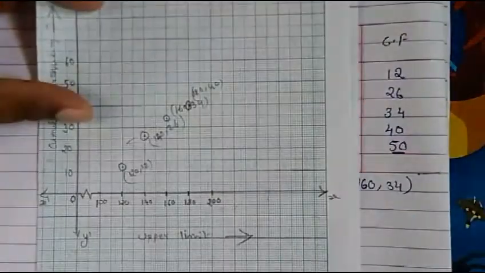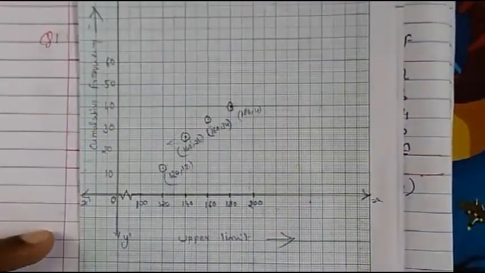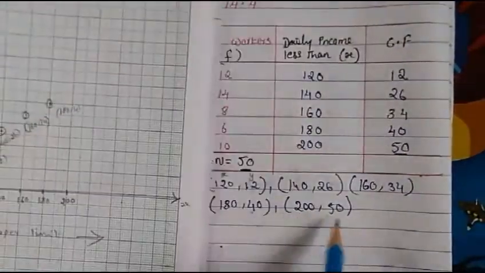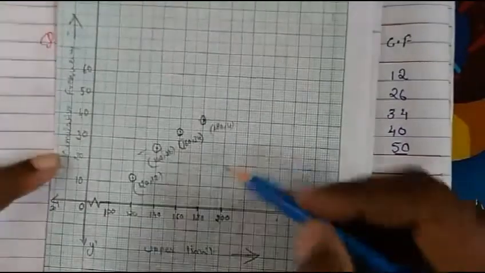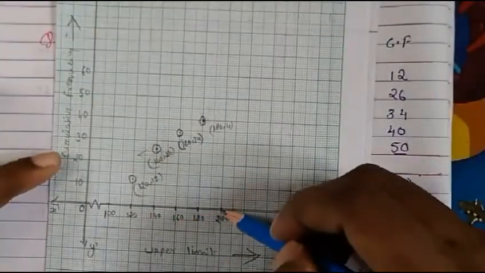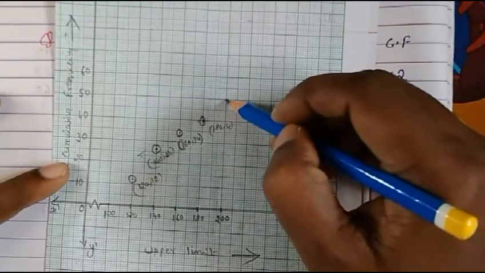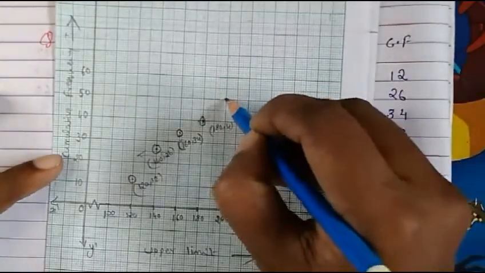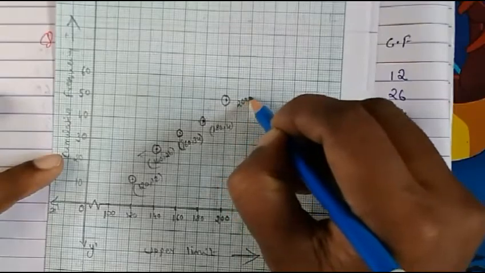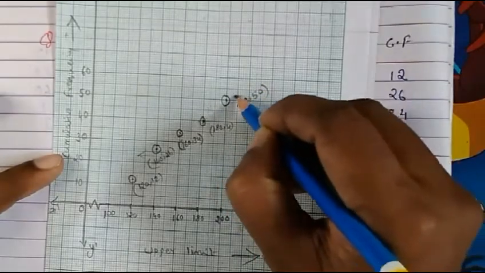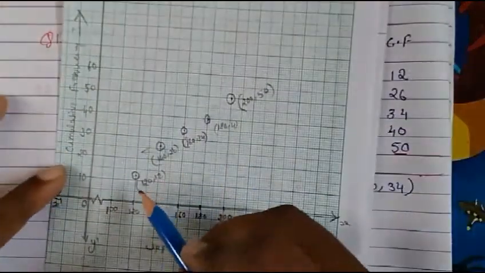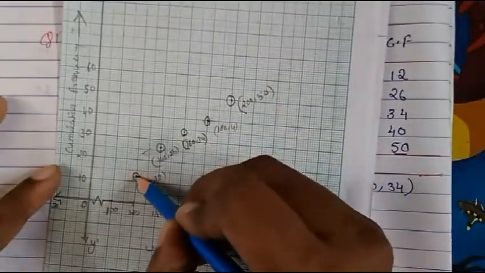Then this I will just remove because it is confusing. So now next 200 comma 50. 200 on the X direction is here, and on the Y direction 50 is here. So 200 comma 50. That's it. Now you just join all the points with the hand.